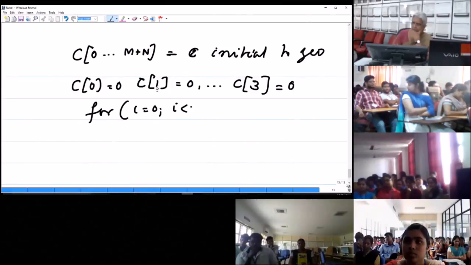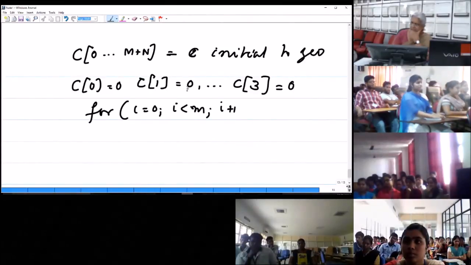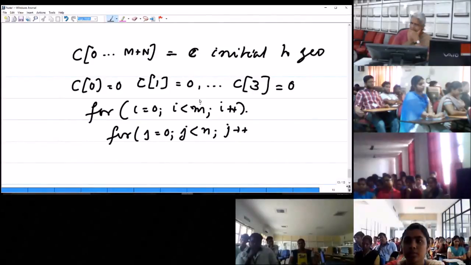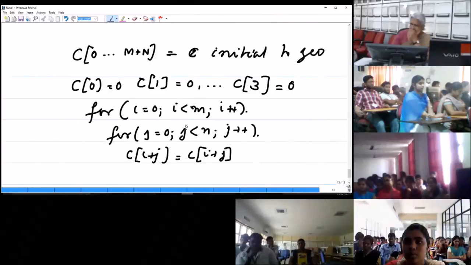i less than n, assuming that n is the size of the array, and for j, j less than n, all that I need to do is see here: c[i+j] = c[i+j] + a[i] * b[j]. This is all there is to do.